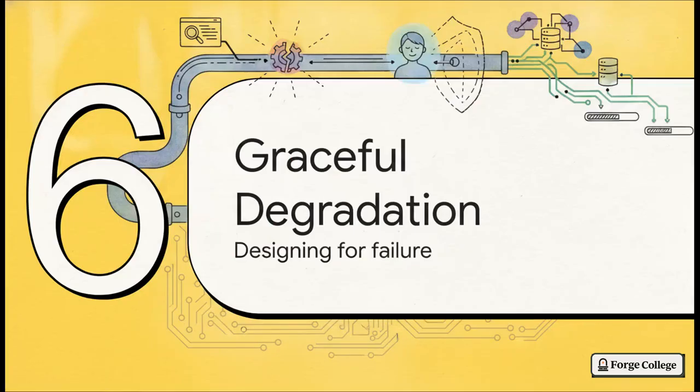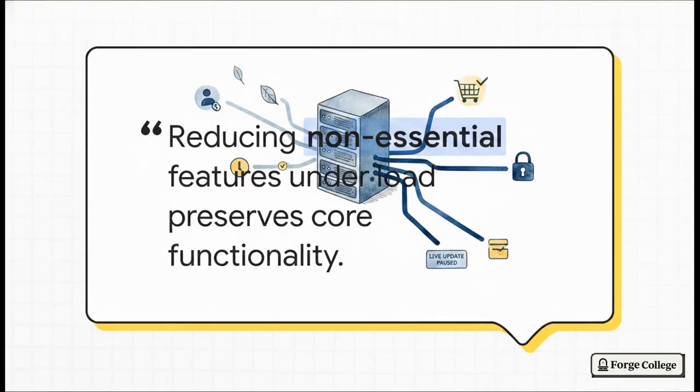And finally, Section 6, Graceful Degradation for UX. We're designing for failure. We need to take all this hard operational data and connect it directly to the end-user experience. The ultimate philosophy here is really simple. Reducing non-essential features under load preserves core functionality. If your server is under heavy load, it shouldn't just explode.